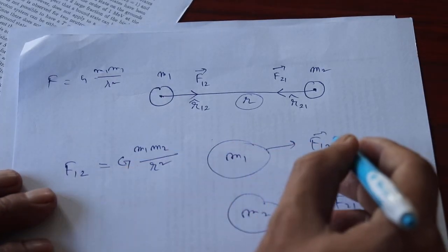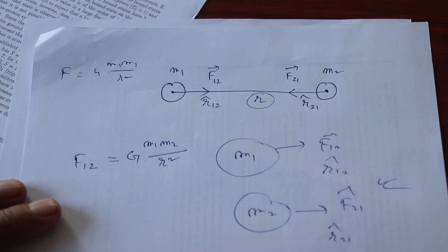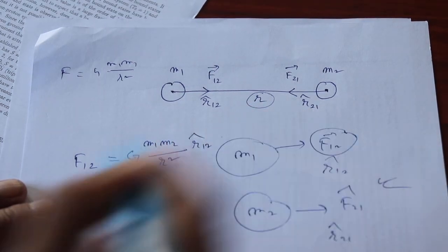Okay, and you need to select the unit vector. This is known as the unit vector. Okay, so select the unit vector corresponding to F12 here. This is nothing but R12 here.